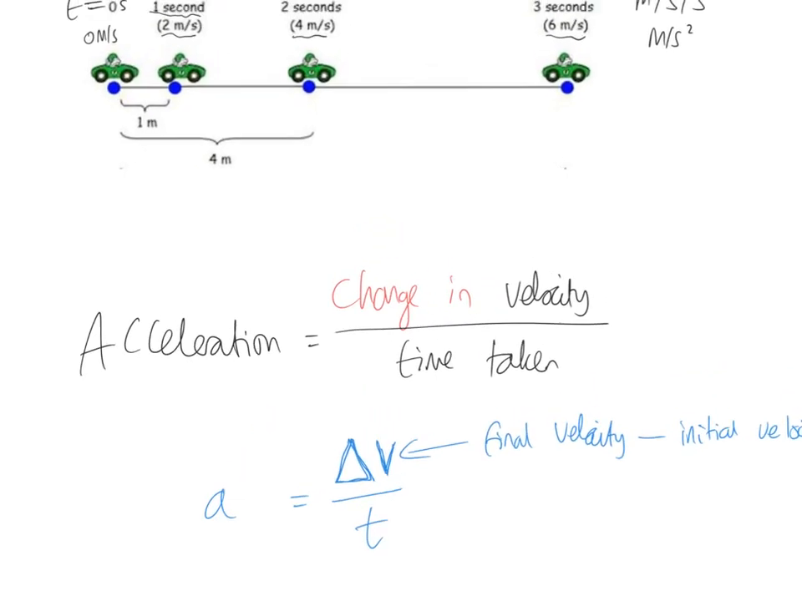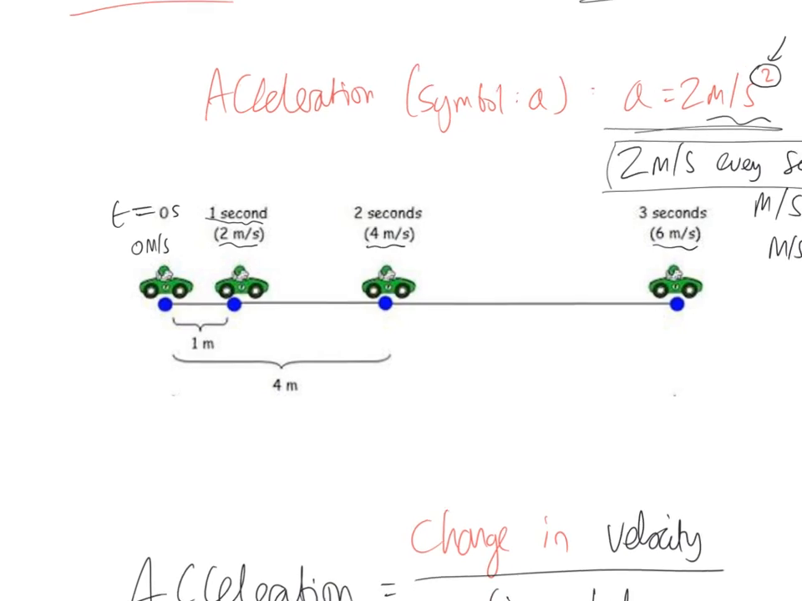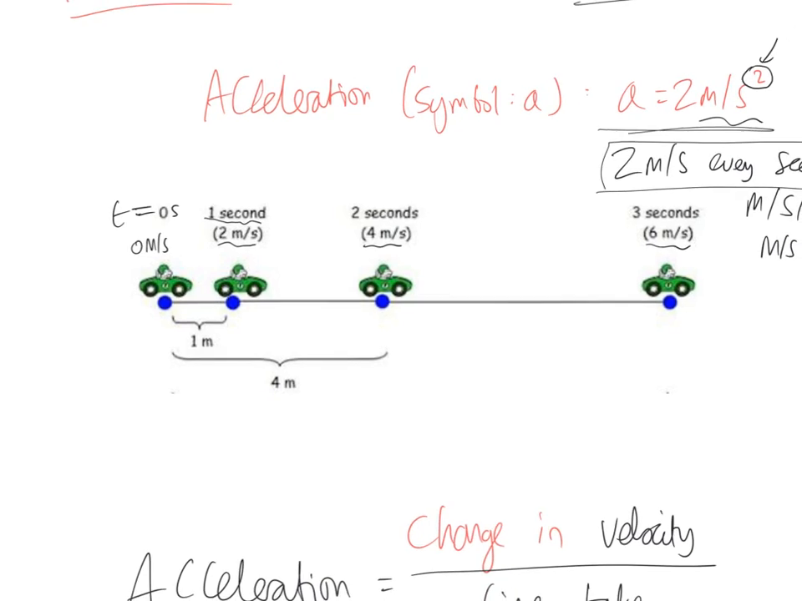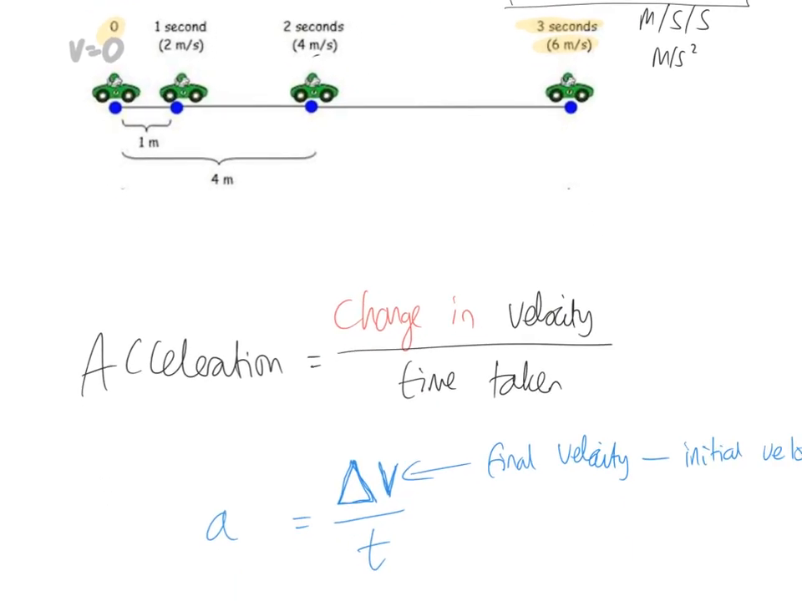So let's have some fun with this equation now, looking at this example over here. Forget about all the writing I've got on it, and let's look at what we know. So we can see that at the end, after 3 seconds, it's travelling at 6 meters per second. At 0, it was stationary. Its velocity was 0. So how can we use that in this equation?